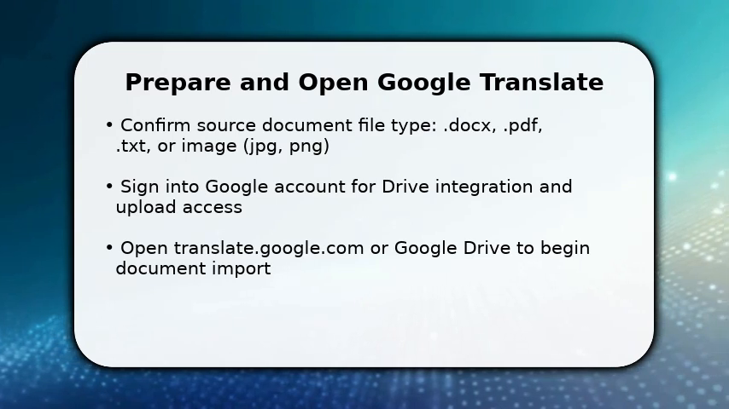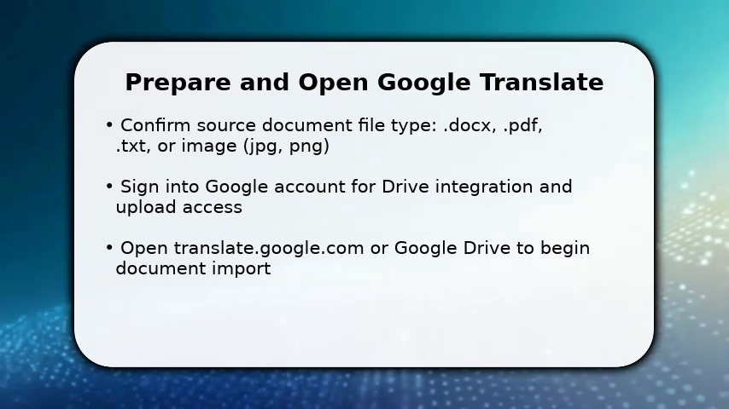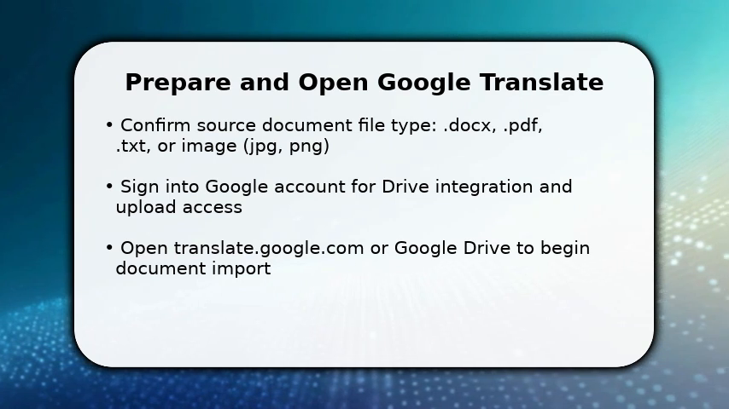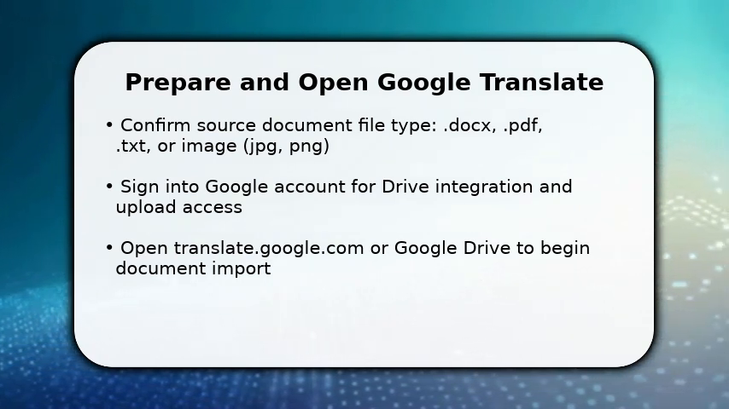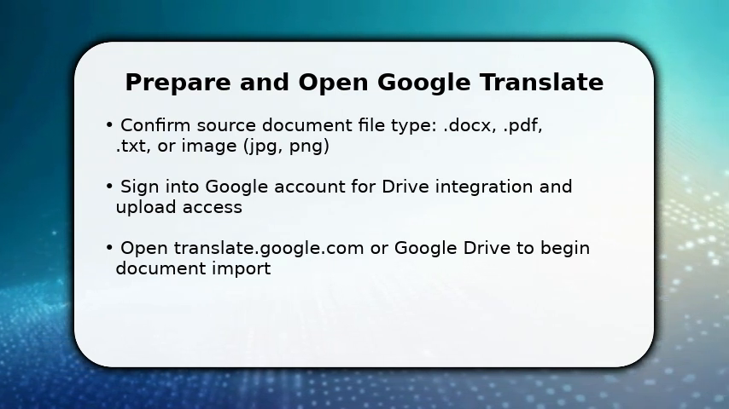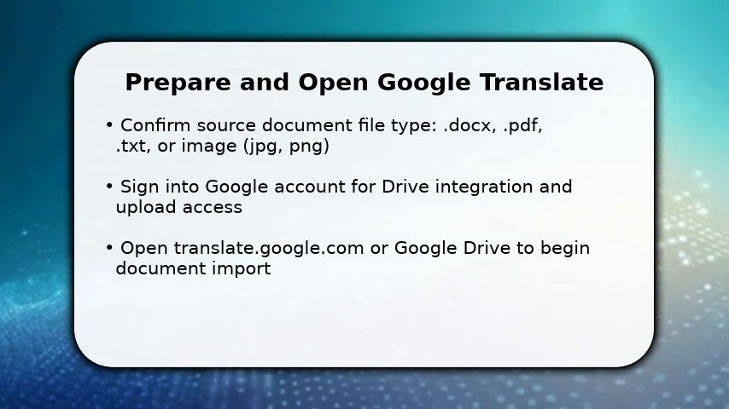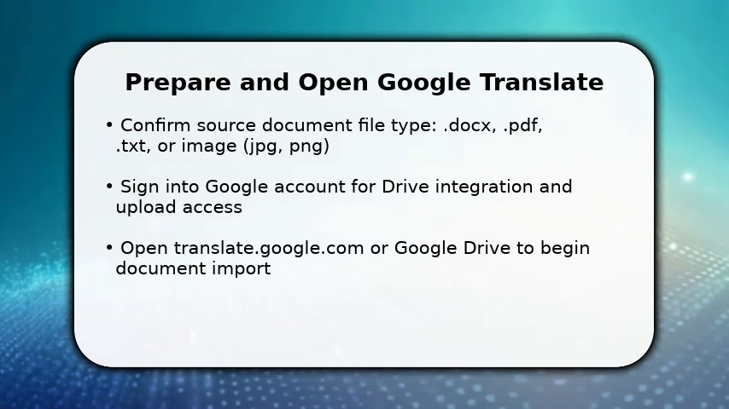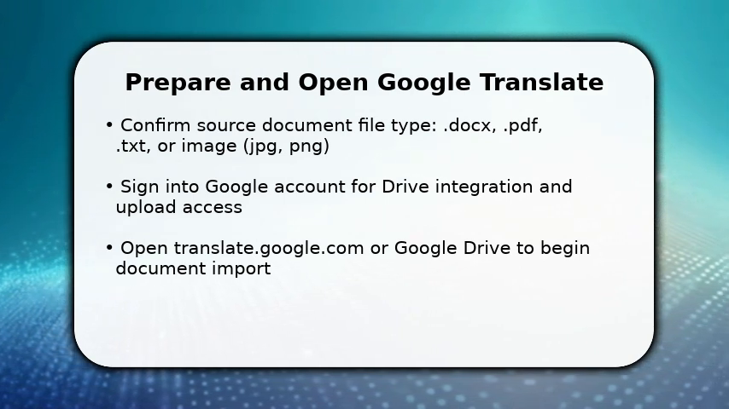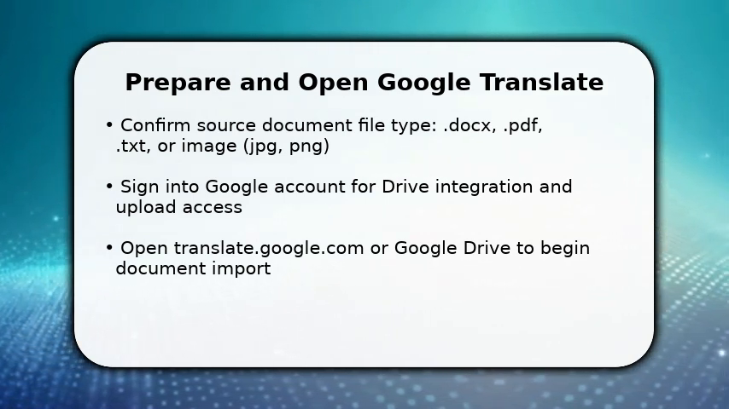You begin by ensuring your document is ready. Check file type and sign into your Google account so Translate can access Drive. Once logged in, open Translate.Google.com or go to Google Drive and locate the file. This saves time and avoids permission errors. If your document is an image or PDF, make sure it's clear and legible so OCR works correctly.